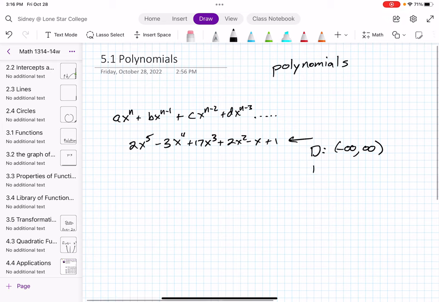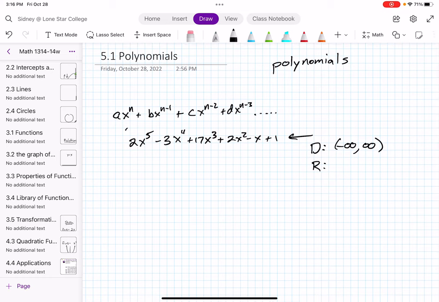Now the range is not as nice and neat. Sometimes the range is all real numbers like the domain is, and sometimes it's not. There are limitations to it depending on things like degree, as in what is the highest exponent used. That can determine the range. So the range I'm going to leave open in this moment because the answer is it can vary depending on leading coefficient and the degree, the exponent used. So we'll talk more about that in subsequent videos.